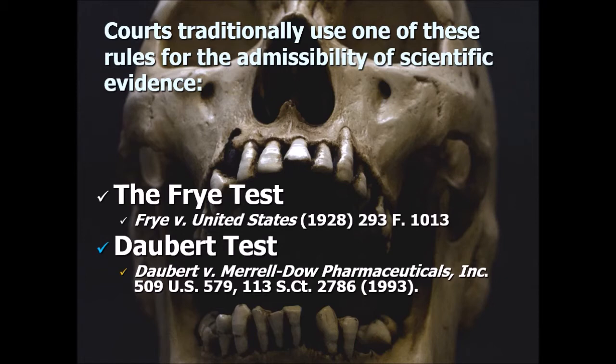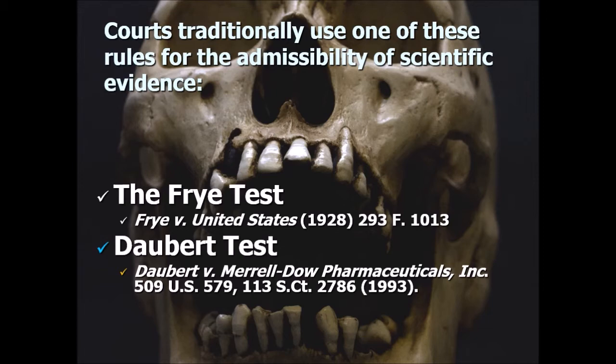Courts traditionally use one of two rules for admissibility of scientific evidence. The Frye test, which was Frye versus the United States in 1928. Essentially, Mr. Frye said, look, I don't believe these forensic methods are as universal as you say they are. In other words, if one practitioner is comparing fingerprints and says, I need 10 points of similarity before I can say that fingerprint is from the same individual, these two latent prints, whereas another one may say, I only need 6 or 3.